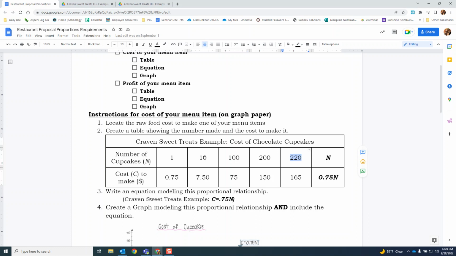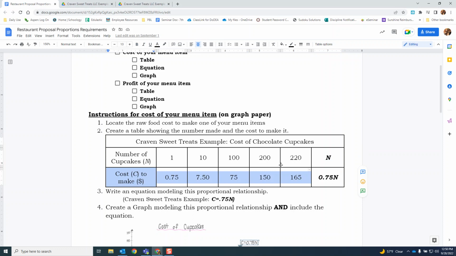For instance, I did 10 times my unit rate of 75 cents, so I got $7.50. Then I did 100 times the 75 cents to get $75. So in total, 220 cupcakes would cost me $165. And then this could keep going. I'm using the variable n to represent the number of cupcakes. So if I'm trying to figure out the cost to make it, I'm taking that 75 cents and multiplying it by n. And that's how I got each of these numbers down here.